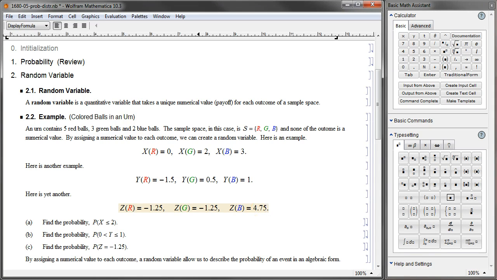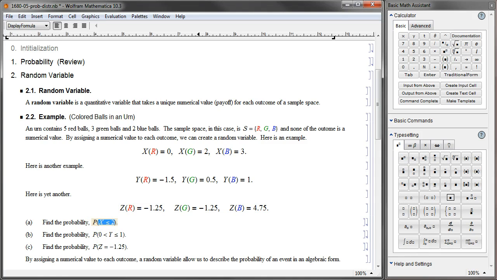How about something like this? A red ball or green ball, in both cases, you have to pay $1.25. And if a blue ball comes out, then you earn $4.75. Of course, you can consider different numbers, but in any case, you can assign numbers to each outcome. Consequently, you can express probabilities using algebraic expressions, kind of like this.